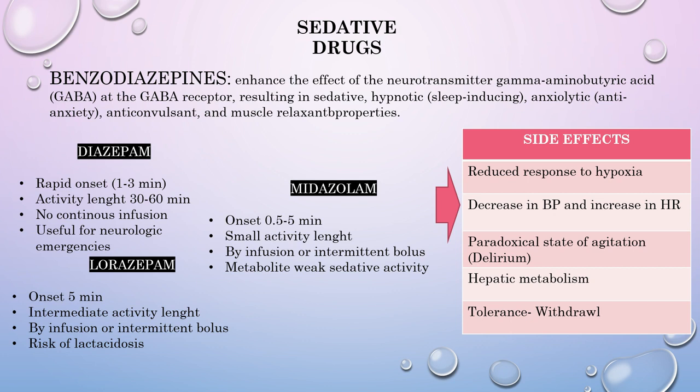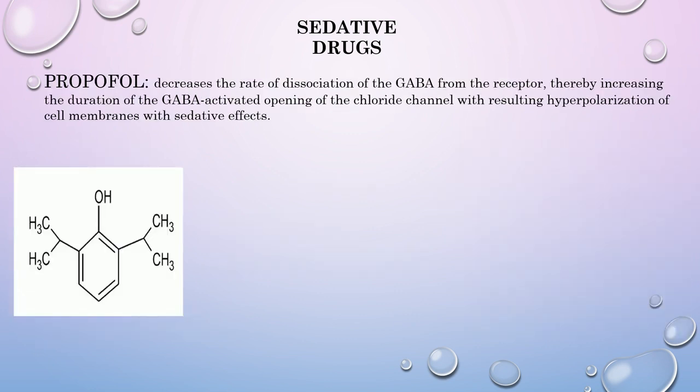They can lead to paradoxical agitation, delirium, mostly in elderly patients. They have a hepatic metabolism, so we need to take into account the possibility of tolerance and withdrawal syndrome, and we'll talk about that later.